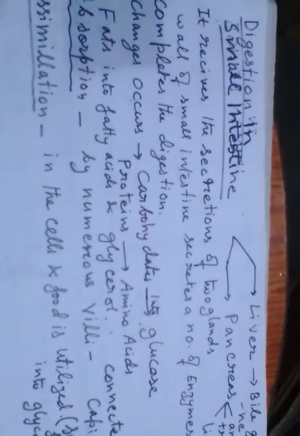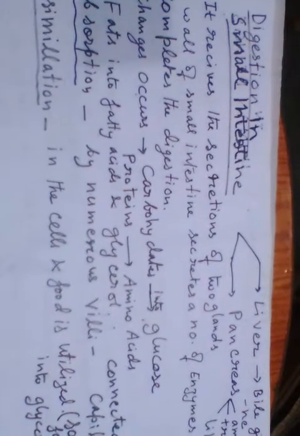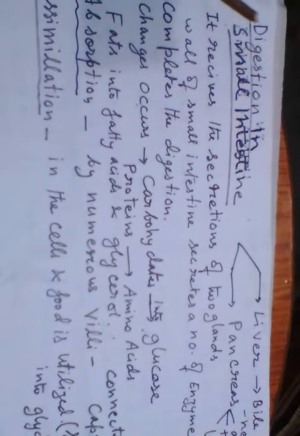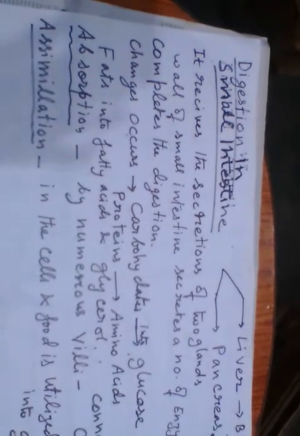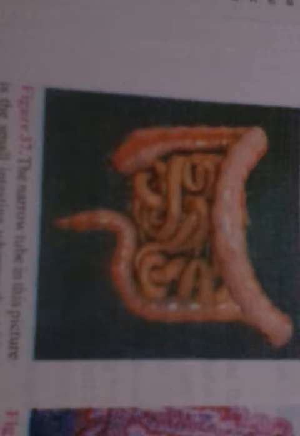The wall of the small intestine secretes numerous enzymes, which complete the digestion process in the small intestine. In the small intestine, numerous enzymes act. As it is a very large area, it provides a large surface area to digest, and several intestinal juices act upon and change the carbohydrates, proteins and fats into their respective smaller molecules.